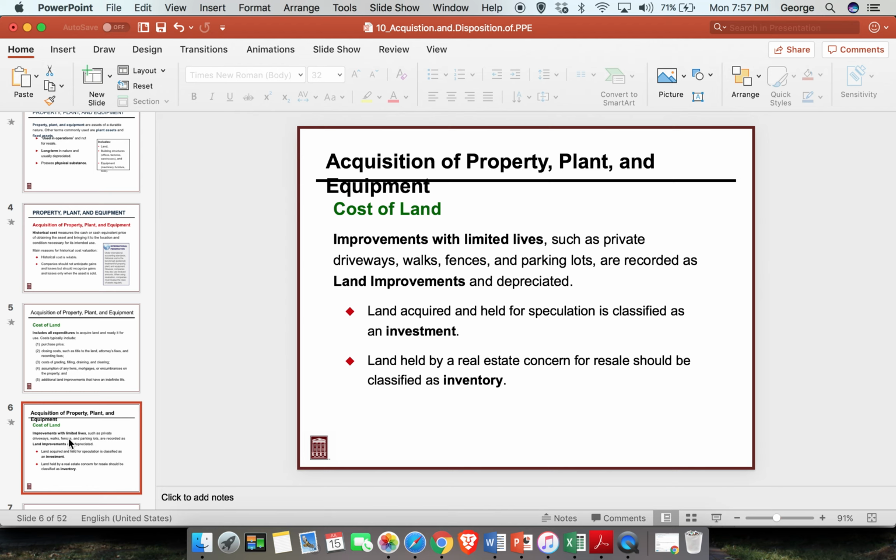Now, if I acquire land held for speculation, meaning I'm acquiring it as an investment, hoping it's going to gain value over the next 5 years, then we can classify that as an investment. Land held by a real estate entity for resale should be classified as inventory. So if their business is selling land, then they can classify that land as inventory.